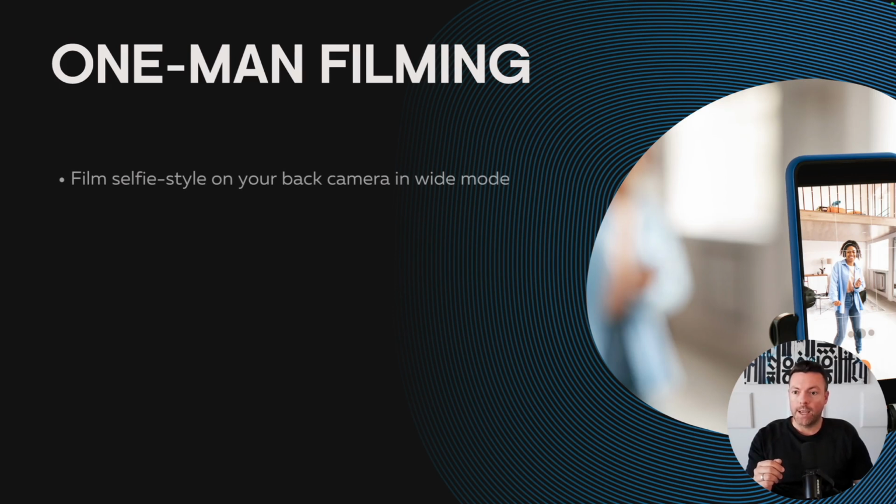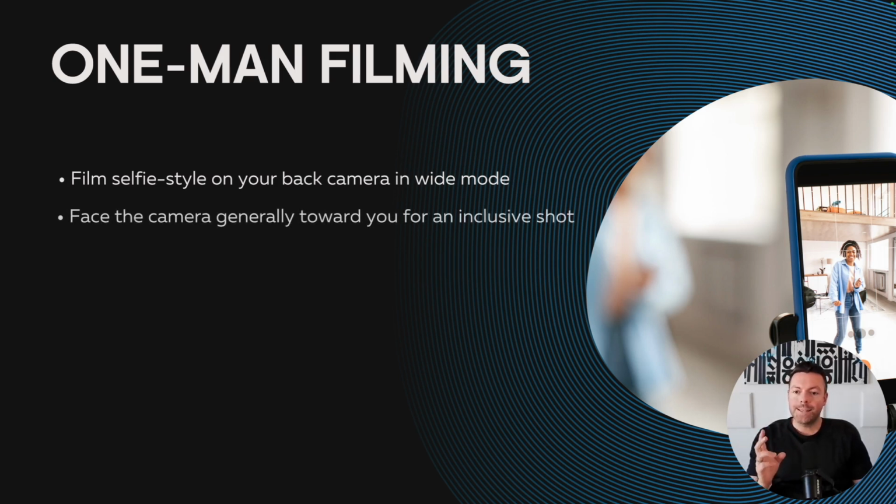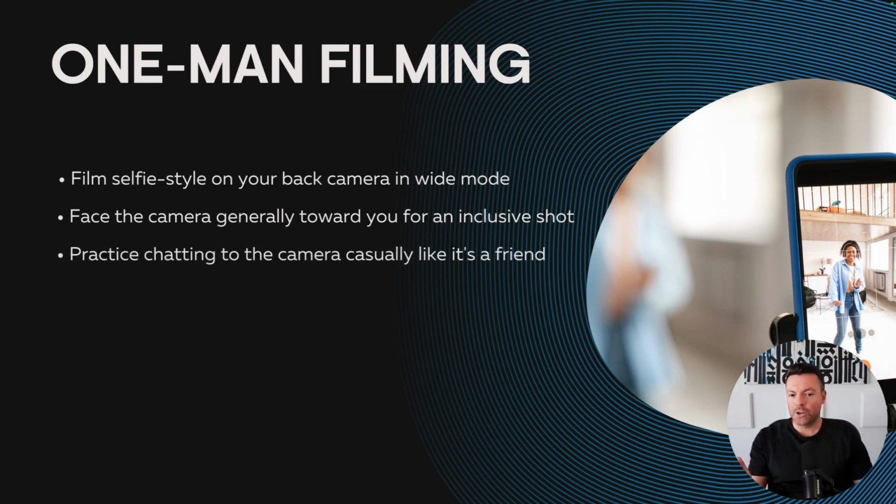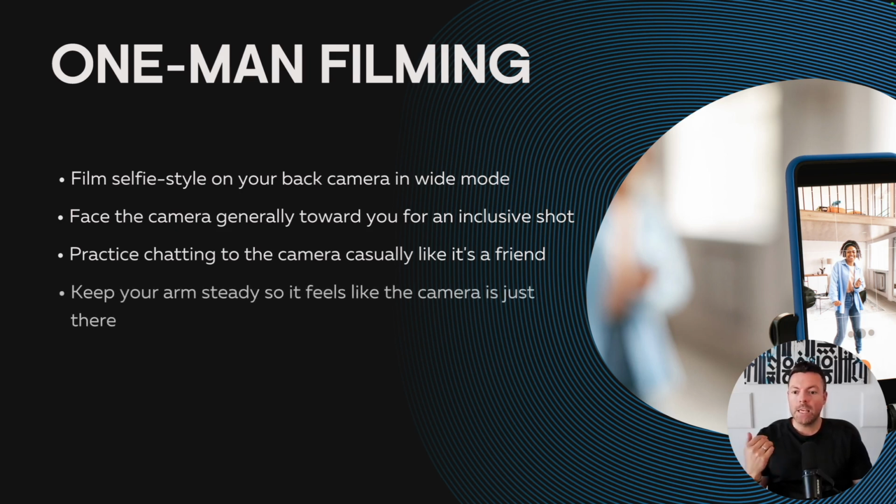One-man filming now, okay? So film selfie style on the back of your camera in wide mode. That's going to be really helpful because then you can cut and chop and edit it any way you want. And face the camera generally towards you for an inclusive shot. Okay, practice chatting to the camera casually like it's a friend, and then keep your arm steady so it feels like the camera is just there.